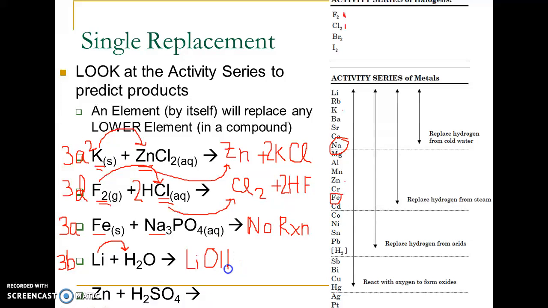So my formula will be LiOH. My other product here will be hydrogen, H2. I'm going to double check to make sure that lithium is higher than hydrogen, and it is. Here's lithium. Here's hydrogen, so this reaction will occur. And now it's time for me to balance this chemical equation.